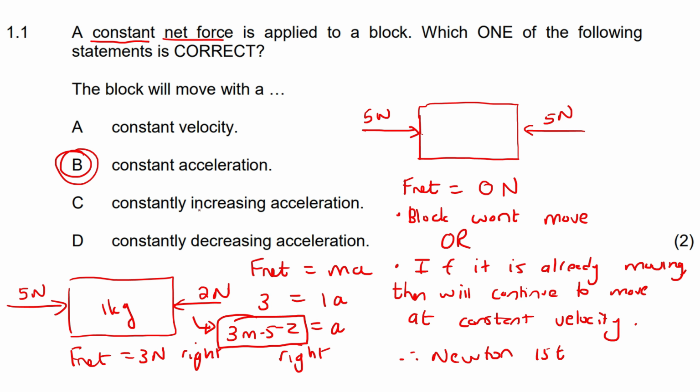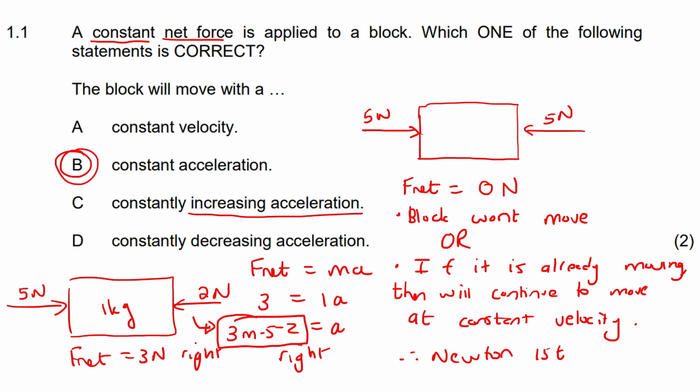Some learners are going to choose this one, but read carefully. This one says that the acceleration is constantly going to be increasing, but that is not correct. The acceleration, in this example over here, we calculated it as 3 meters per second squared.